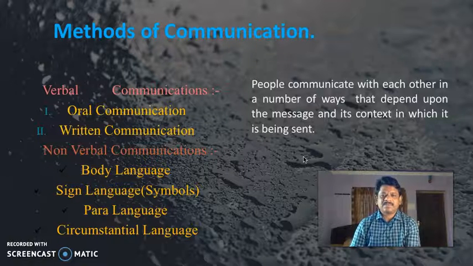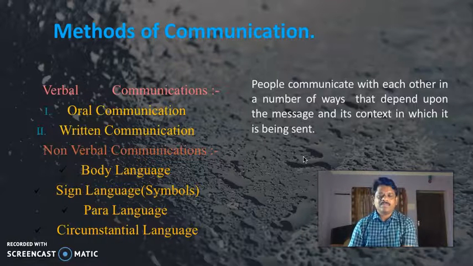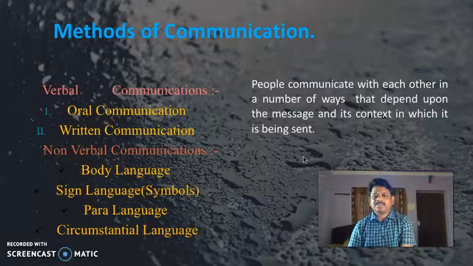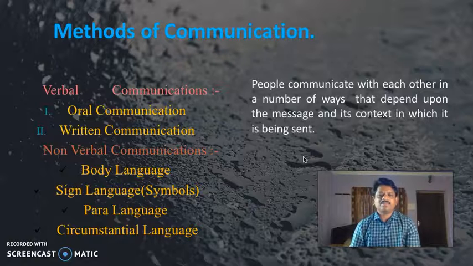Keeping this in mind, you can see that broadly there are two methods in communications: verbal communication and non-verbal communication. In verbal communication, again there are two types: oral communication and written communication. In non-verbal communication, you will find a couple of methods like body language, sign language, symbols, para-language, and circumstantial language. So these are the other aspects under non-verbal communication.